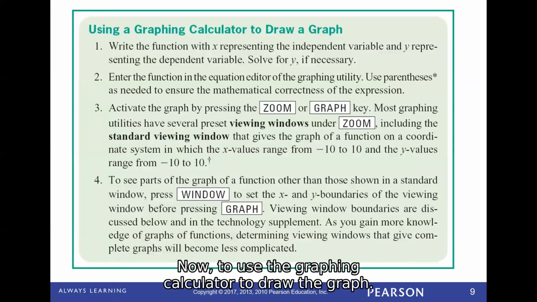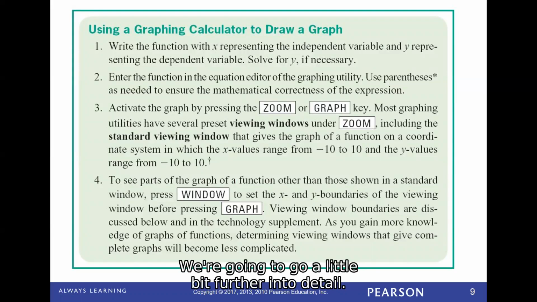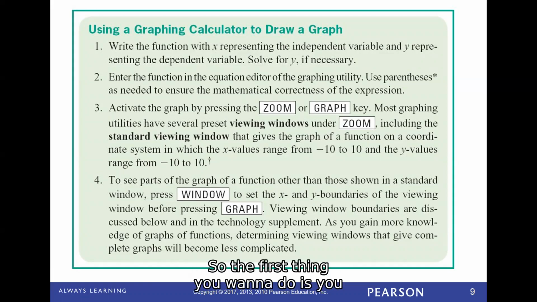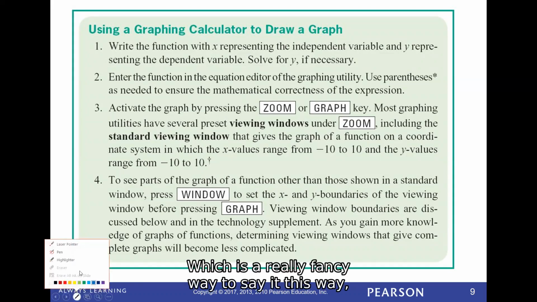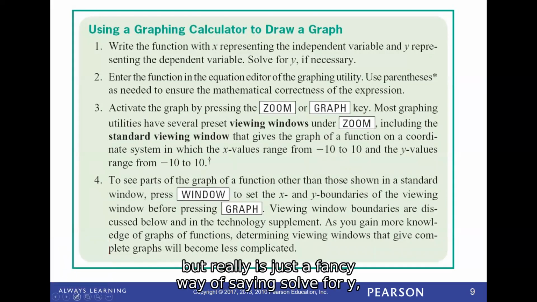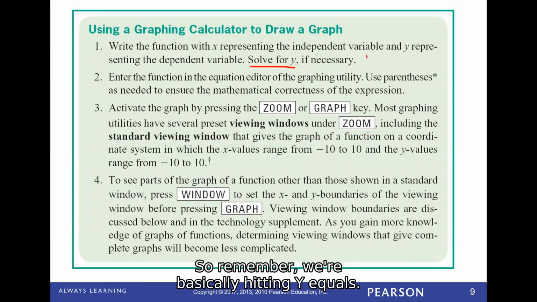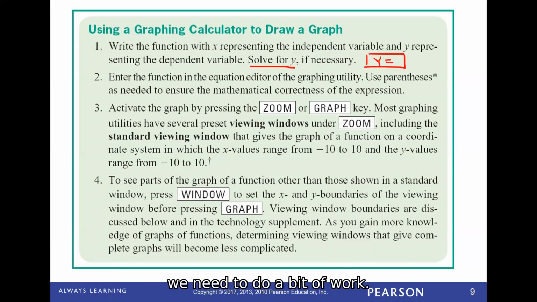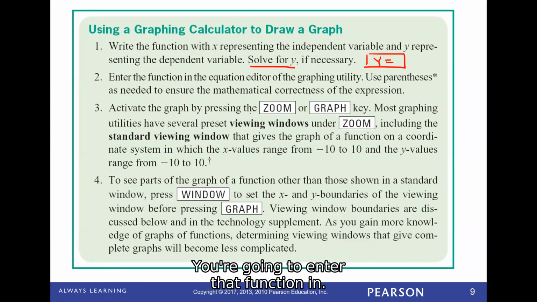Now, to use the graphing calculator to draw the graph, we're going to go a little bit further into detail. I quickly went over stuff, but again, there's a lot more to it. So the first thing you want to do is write the function with X representing the independent variable and Y being the other variable, which is just a fancy way of saying solve for Y, because that's the button we have in the calculator. So remember, we're basically hitting Y equals, and if the equation doesn't say Y equals, we need to do a bit of work.